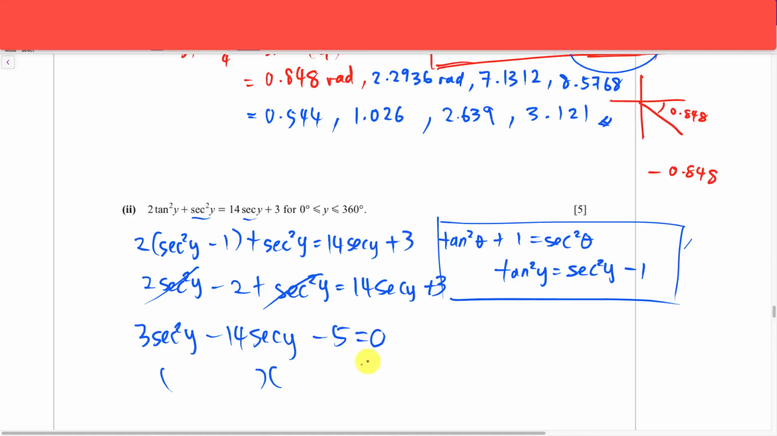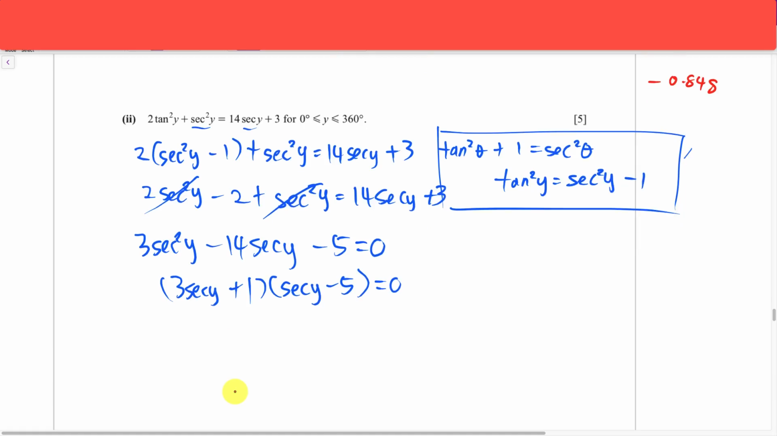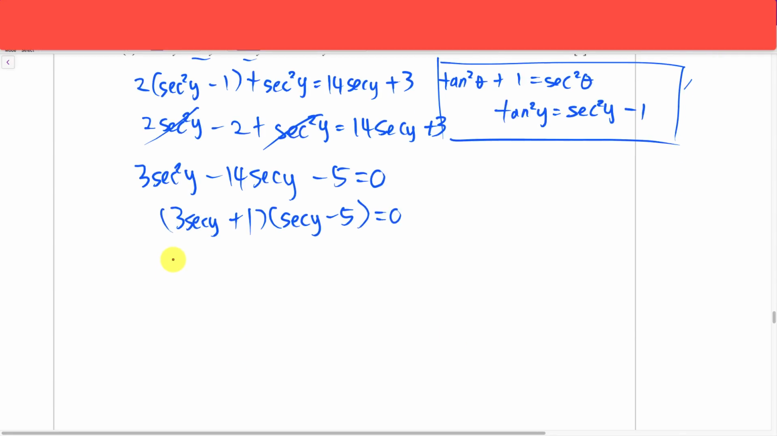Then I will just factorize it. Because I know this is quadratic, so it's 3 secant y, this one should be secant y. In order to get 14, I will write 5 here, 1 here, negative and positive. Right, this is just a normal factorization. So therefore, I know my 3 secant y plus 1 equals to 0, or my secant y minus 5 equals to 0. So I will solve this one first.